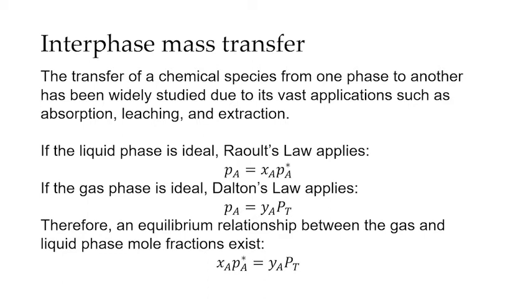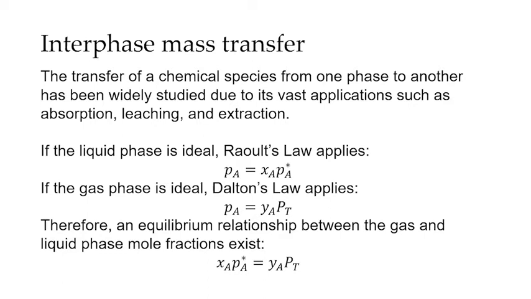Another equation that we will be using is Dalton's law, and this applies if the gas phase is considered ideal. Dalton's law states that the partial pressure of a substance A in a mixture of gases is equal to the mole fraction of A in that mixture of gases multiplied by the total pressure P sub T. In order for us to reduce ambiguity, we will be using X to denote mole fraction in the liquid phase and Y for the mole fraction in the vapor or gas phase. Okay? That is the distinction between X sub A and Y sub A.